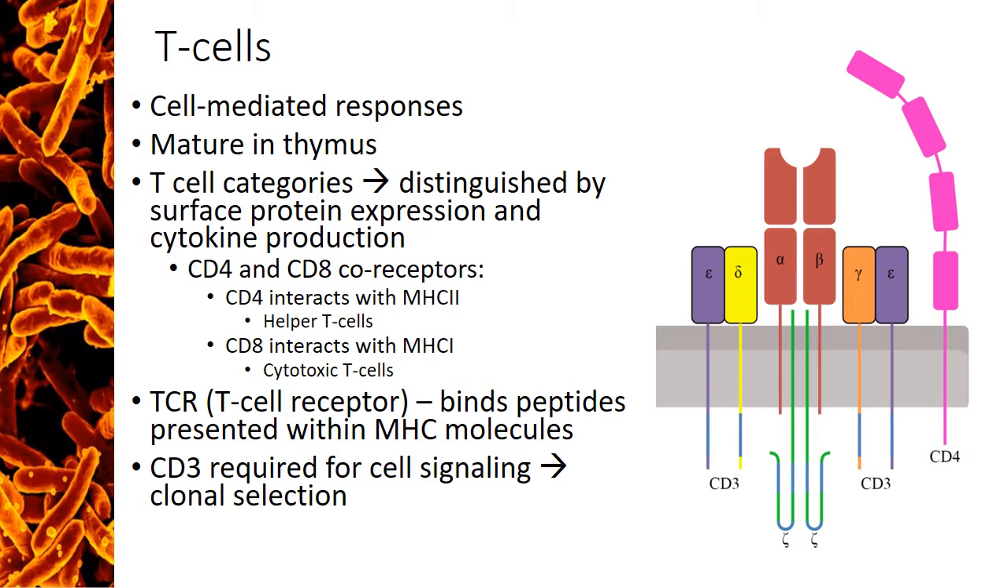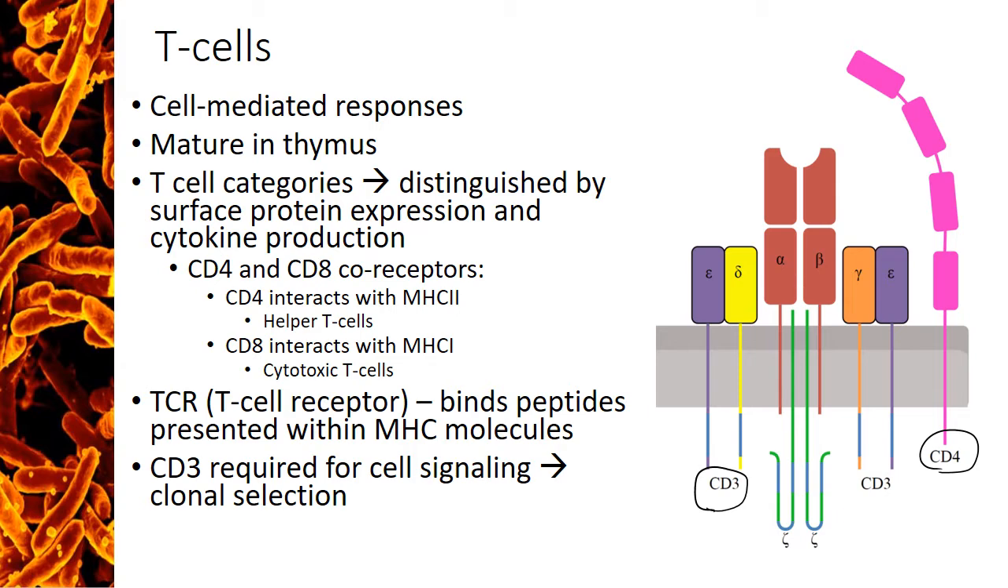Remember, they all mature in the thymus, but there's different categories of T cells, and they're all distinguished by what we call surface proteins that are on the cell membrane itself. You'll see as we look at the immune system, there's often names called CD with a number. So you can see here CD4 or CD3. All those are is designations of immune proteins, and we use them to differentiate one cell type from another.